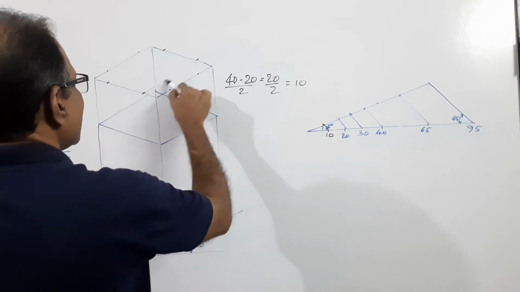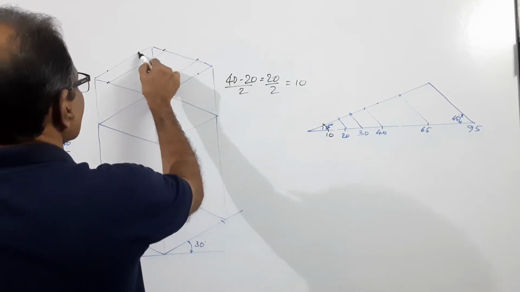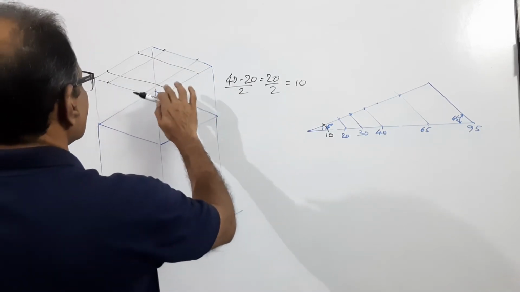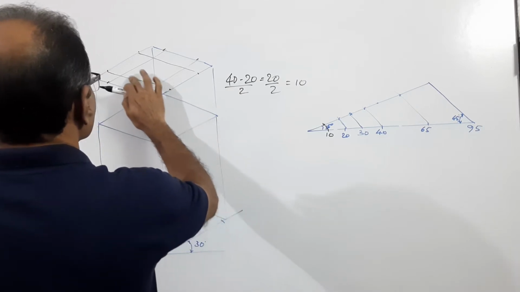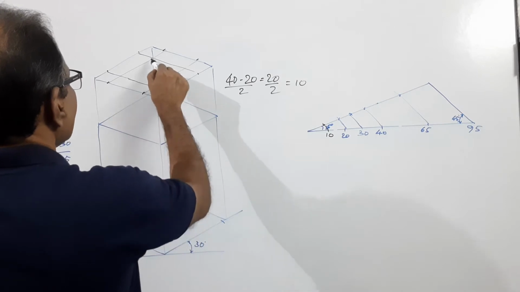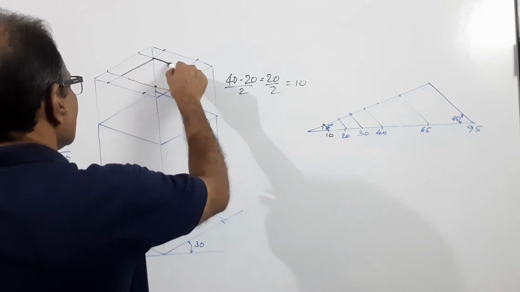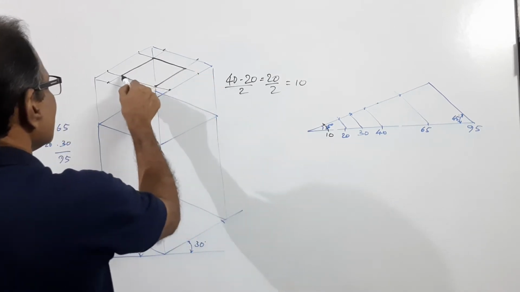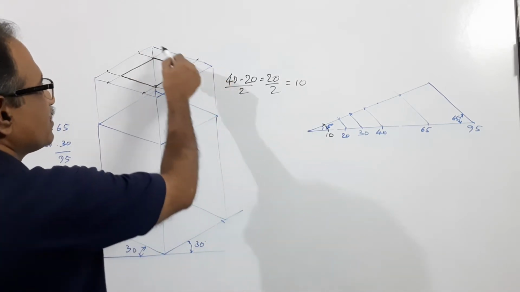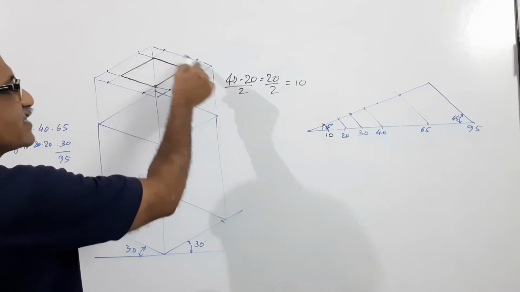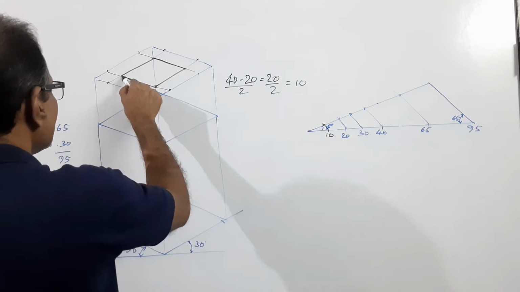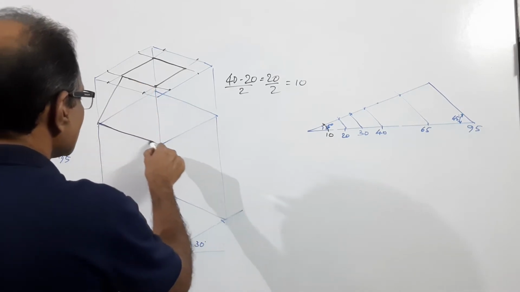Connect them, very light lines. What do you get? You get here a rhombus of ISO 20. ISO 40 minus ISO 10, minus ISO 10. So the inside center is ISO 20. You have got a rhombus of ISO 20 side. Connect them to the respective corners.